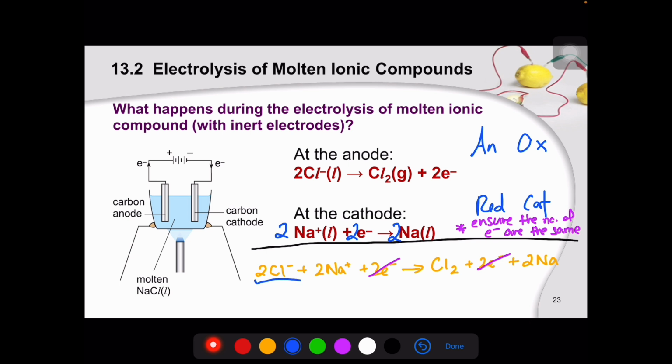So these 2 Cl- and 2 Na+, right, actually just represent a molten sodium chloride, because we know that they are just the free moving ions. And then the product over here, you will have your chlorine as a gas, and then you have your 2 Na as a liquid. So this is actually how the overall equation looks like.